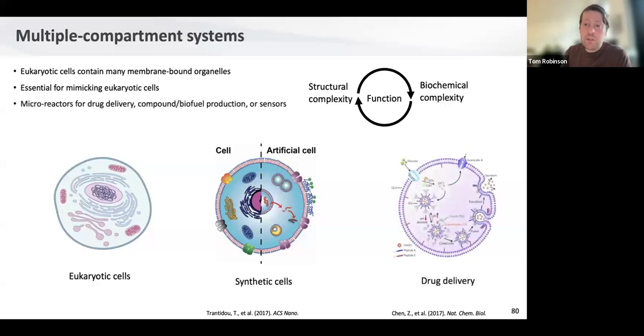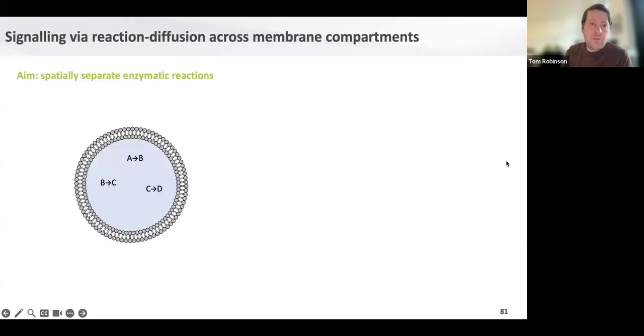Not only this, but if we want to have them for applications in the future, then we can have a wider range of applications, such as drug delivery in this one example as well. So what do we want to do? We would like to have signaling via reaction diffusion across multiple membrane compartments.